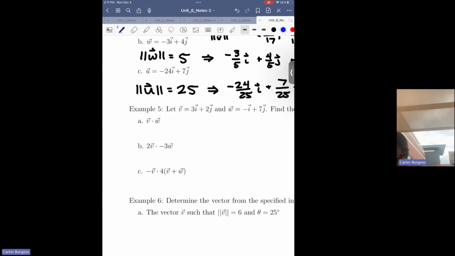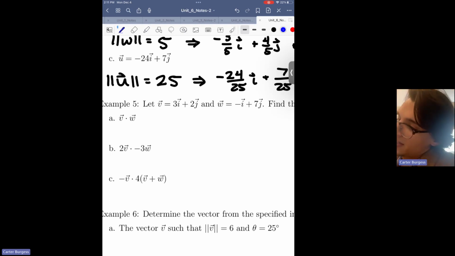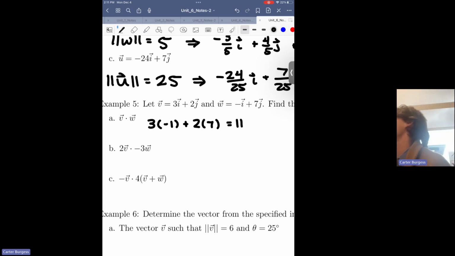But computationally, it's fairly straightforward. For instance, let's say we want to take the dot product of the v and w that we see defined here. Very simply, we take the product of the x's, 3 times -1, add it with the product of the y's. I get that this has a dot product of 11, which, again, is somewhat meaningless to us, but apparently is saying something about angles.